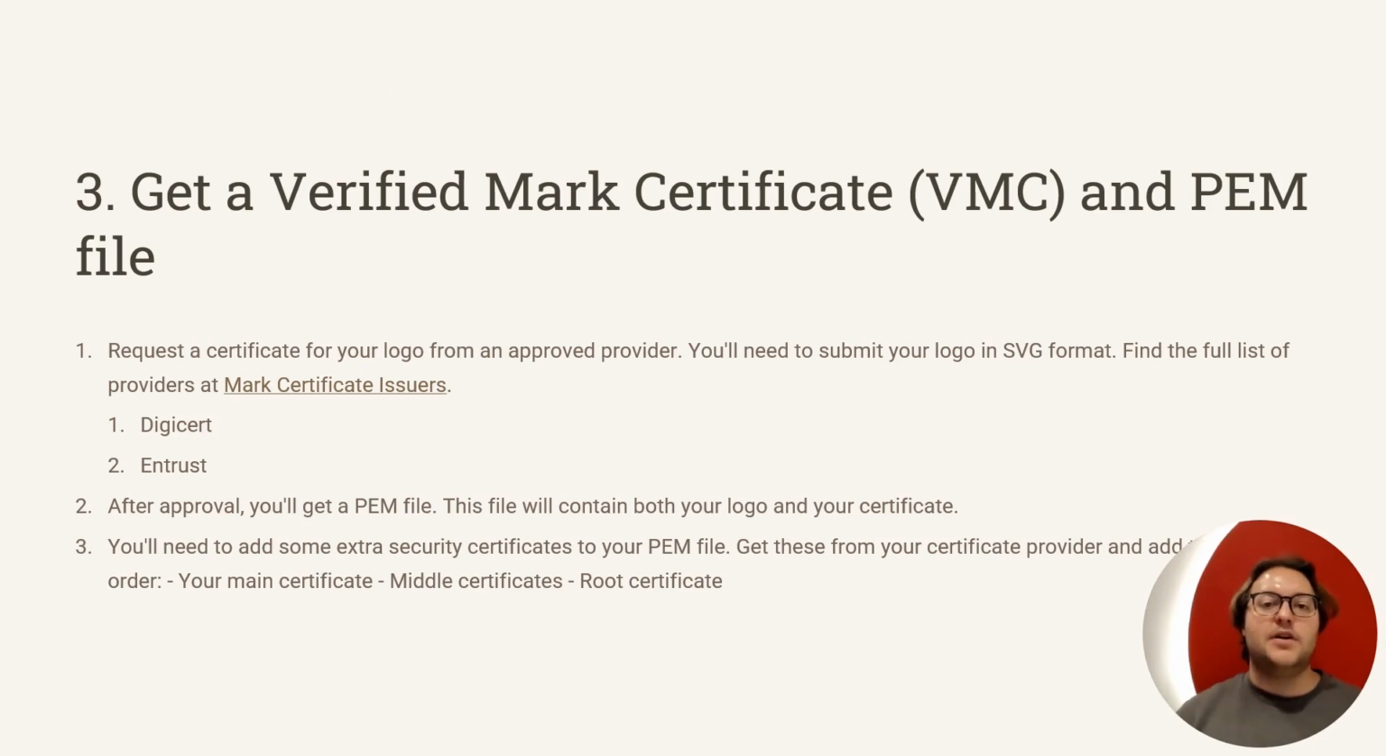Obtaining a verified mark certificate and PEM file is an important step in verifying your logo and branding. To get a VMC, you'll need to request a certificate from an approved provider like DigiCert or Entrust. You'll submit your logo in SVG format as part of the application process. Once approved, you'll receive a PEM file containing your logo and certificate.